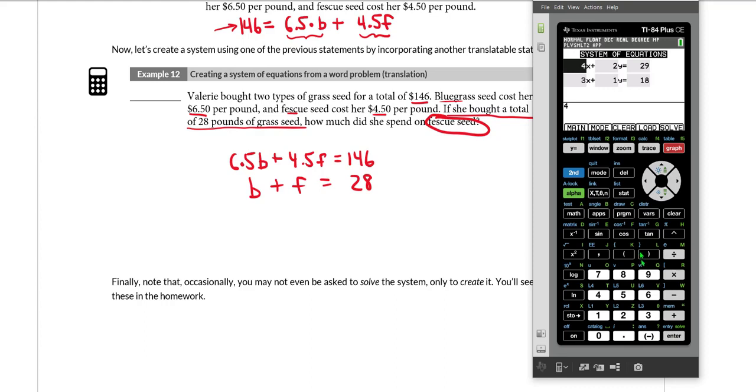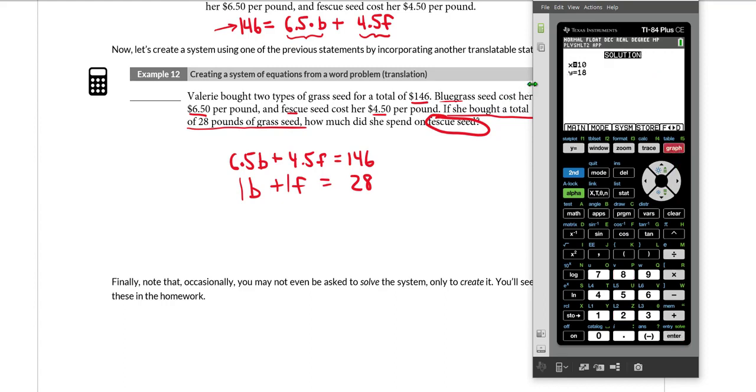We're going to enter in our system: 6.5, 4.5, 146, and then we have a 1 in front of our B here. This is 1. This is 1. So we have 2 1s there, and then we have a 28, and we hit enter and we solve.